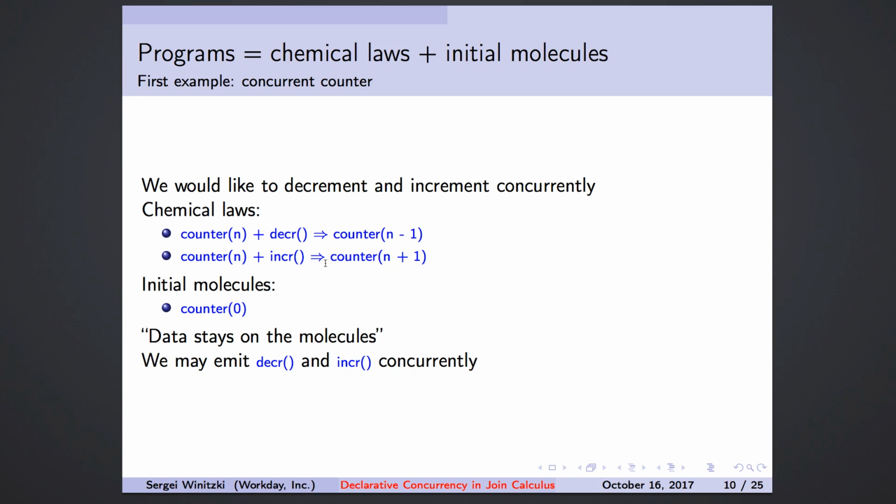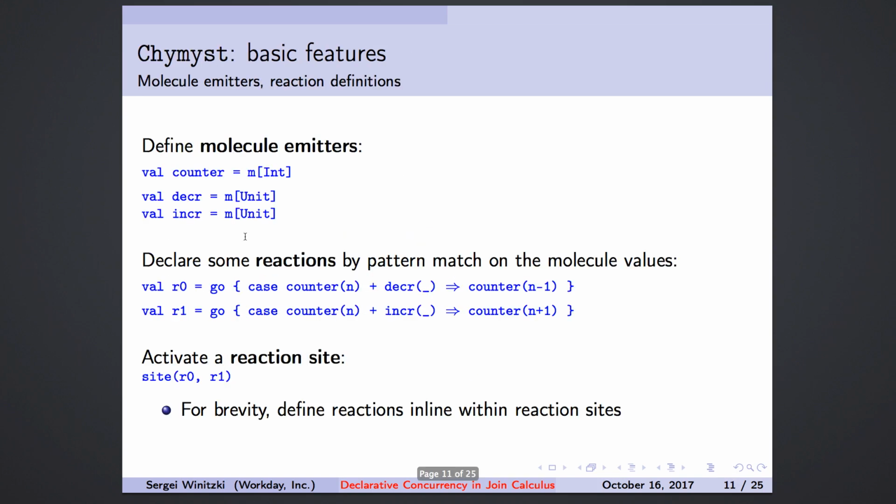If I emit 5 decrement and 5 increment molecules at the same time, they will react one by one. There's no mutable state here. The data stays on the molecules, so the molecule is immutable, data is immutable, and yet we implement mutation in some way, like a counter.